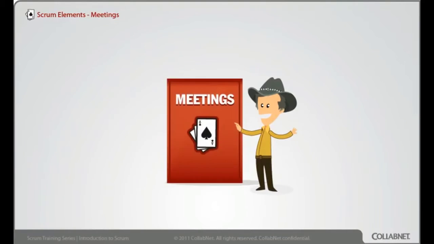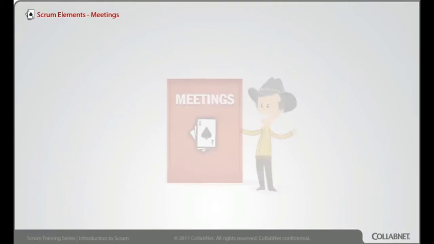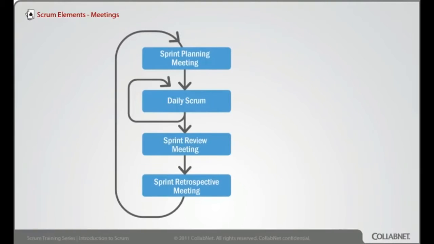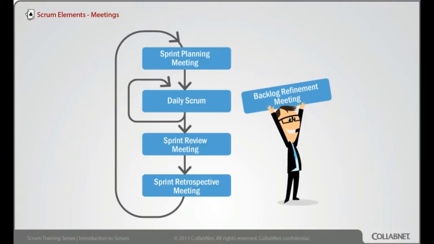Now let's have an overview of the meetings in Scrum. There are 4 meetings defined by Scrum, and a 5th one that just about everyone has found useful to do. The 4 meetings defined by Scrum: the sprint planning meeting, the daily Scrum, the sprint review meeting, and the sprint retrospective meeting. The 5th one has no official name, so we'll call it the backlog refinement meeting.